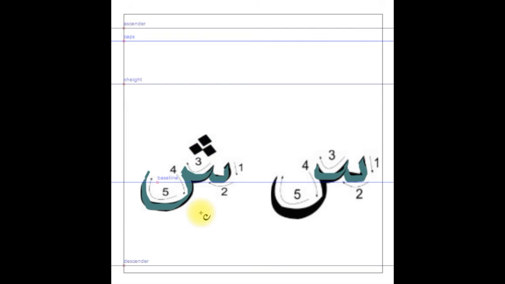Let's repeat again. The first curve, the second curve, and the third big curve. Don't forget to put the 3 dots. 1, 2, 3 dots. Put a stroke here. Here also must put a stroke. Alright? Sa. Sha. That's it guys.